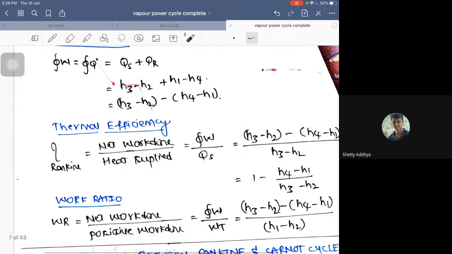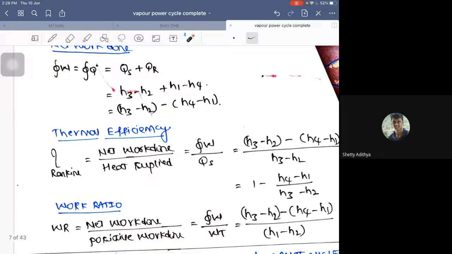Same thing here. Positive work in the sense, which work here? Out of two works, you have two works here. One is pumping work, the other one is turbine work. So which one is the positive work here? Turbine. In this case, turbine work.